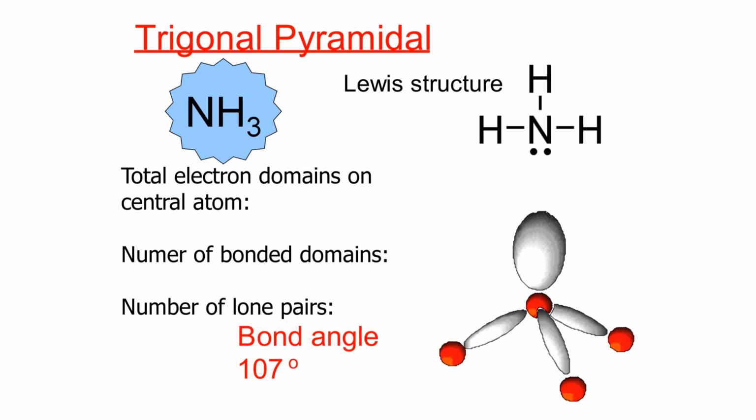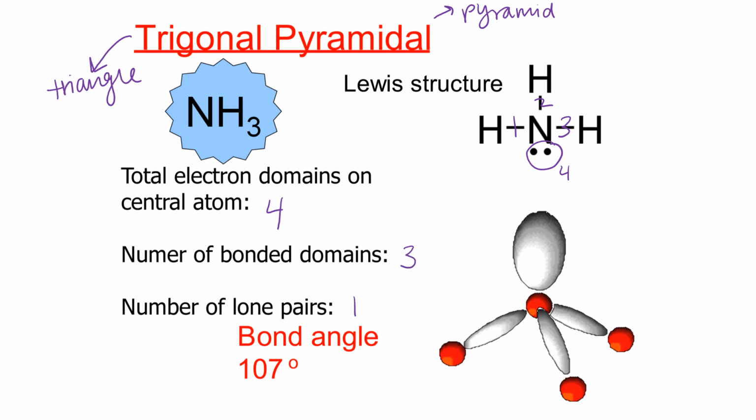So our next structure is what we're going to call trigonal pyramidal. So again, trigonal, thinking kind of like a triangle. And then pyramidal, I want you kind of thinking about it like a pyramid. So in this example here, we're looking at our electron domains. So we've got 1, 2, 3, and then lone pair counts as our 4th electron domain. Of the domains, 3 are bonded and 1 is a lone pair.